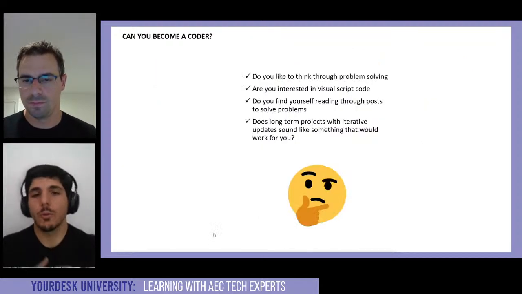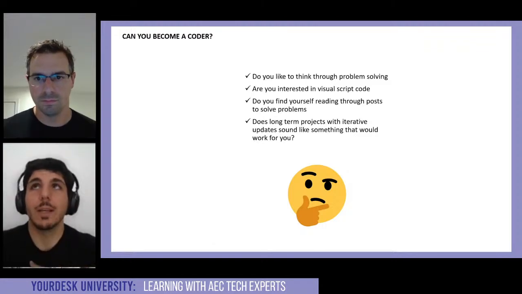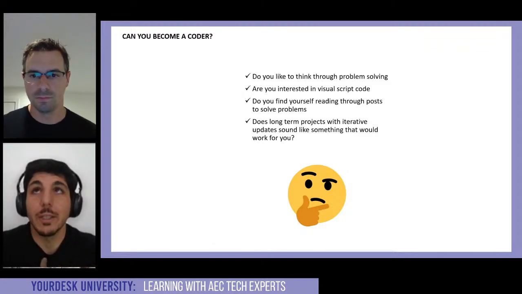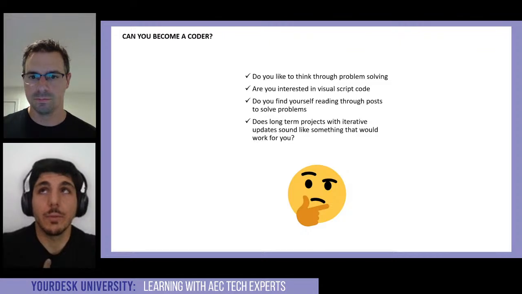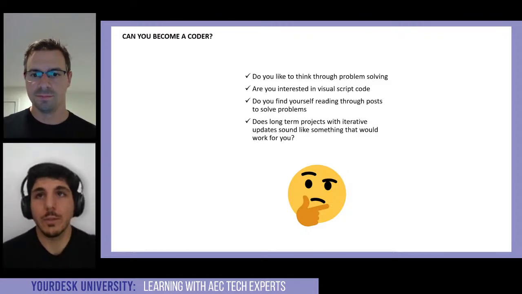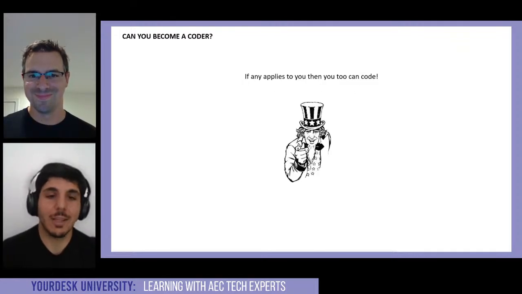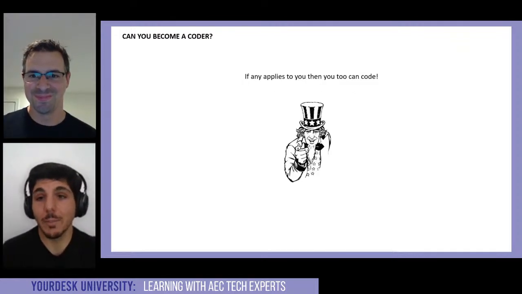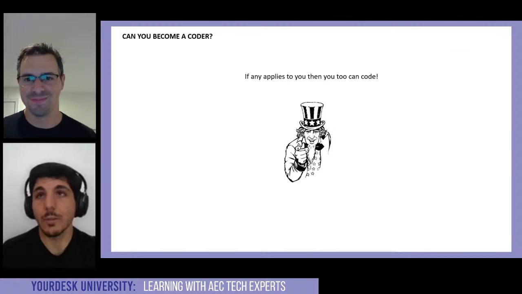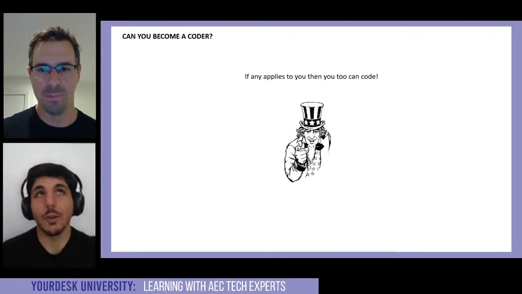So quick question here. Can you become a coder? People are like, what does it take? Well, do you like problem solving? Are you interested in visual scripting? Do you find yourself reading through posts to solve problems? Do you like longer-term projects with iterative updates? Does that sound appealing to you? Then you can code. I think that's the starting point, is you have the curiosity to get started in this field. You don't have to be an expert. It just takes time to acclimate, but as long as you have that interest, no big deal.